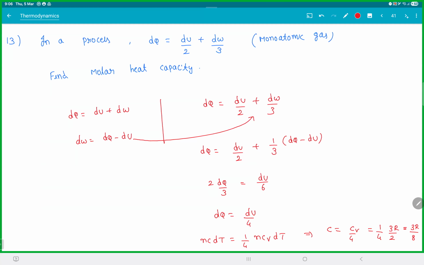So whenever you get these kinds of questions, the idea is to eliminate work done, then get dQ in terms of dU. Now for every process, remember dU is what? f by 2 nRT or nCv dT. And what is dQ? From calorimetry, dQ is nC dT. That is the whole definition. So from there, you'll get a relation directly between C and Cv. And then you're done. So this is how you handle them if they give you any other thing. Do have a look at this.